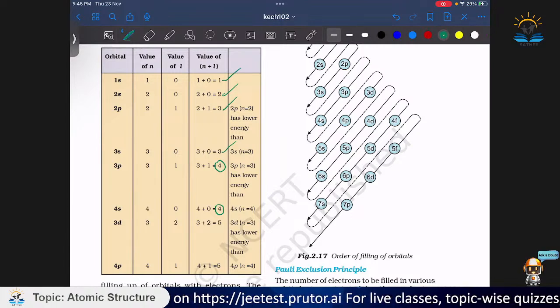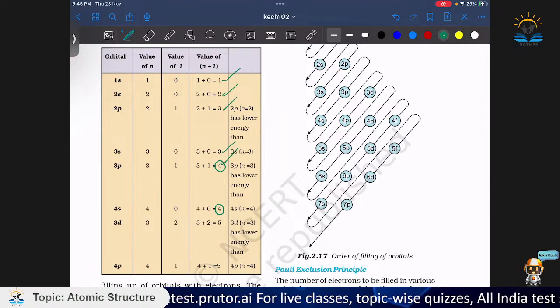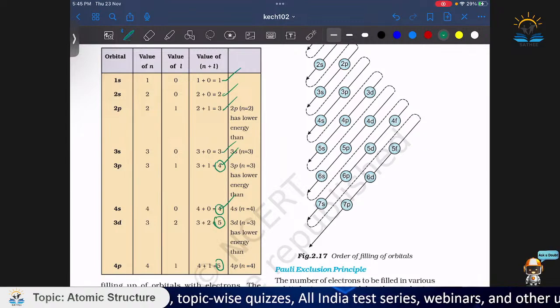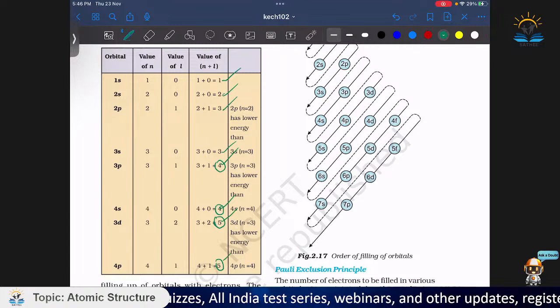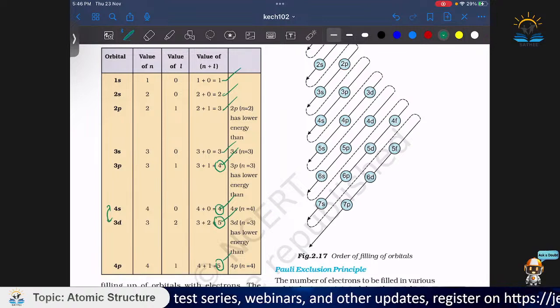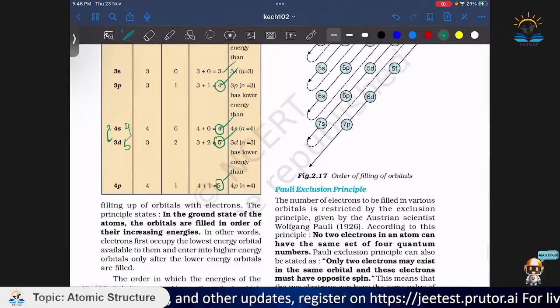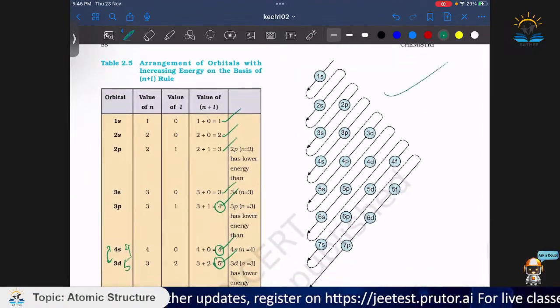So which one should you fill first? You will fill 3p first because n is lower. Then you'll fill 4s. Again, 4p has energy level 5, but 3d has energy level 5 too. So after 4s you should fill 3d and then 4p, because n is lower for 3d. So you see why 4s is filled before 3d: n plus l for 4s is 4 and for 3d is 5, so it should come later. Basically, you just need to remember this chart and you're good to go.